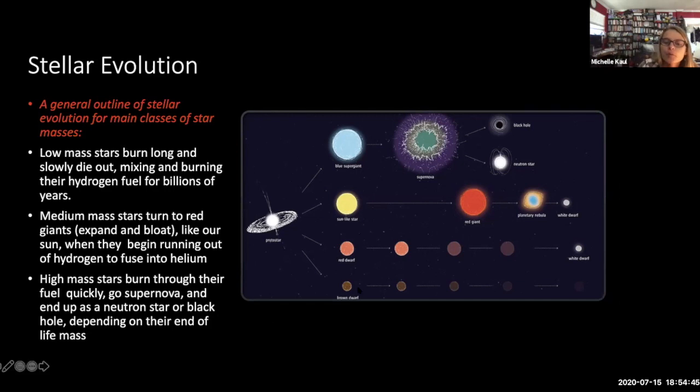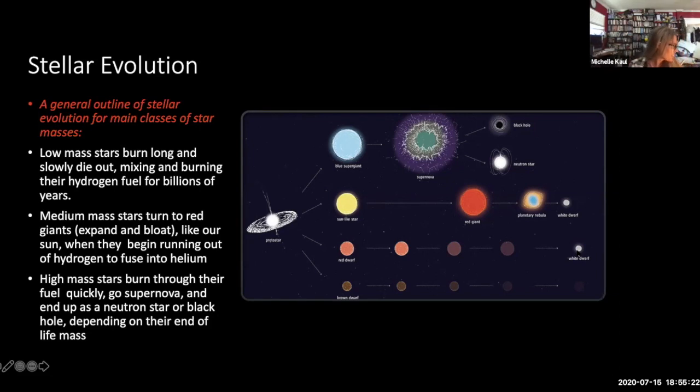If you're below 0.08 solar masses, which I have on the worksheet, then you're in the brown dwarf category and you fizzle. You can't fuse hydrogen into helium; you can only do something called deuterium fusion. So you don't have the regular fusion process, you just slowly dim. That's a very low mass star here on the bottom. But a low mass star is considered a red dwarf, the most common type of star. You just burn your fuel for hundreds of billions of years and you slowly dim to what's called a white dwarf.